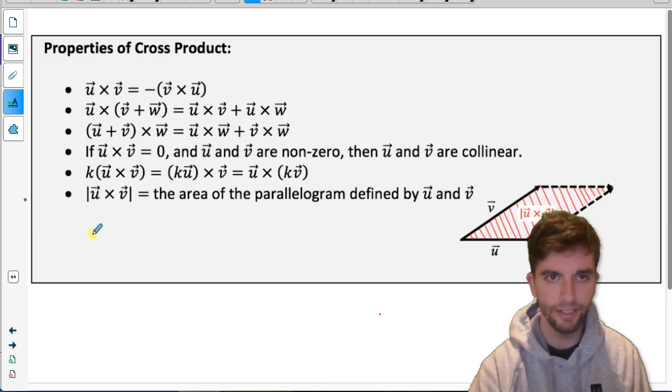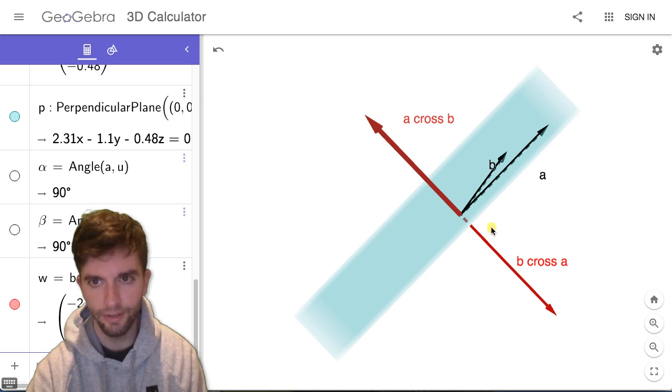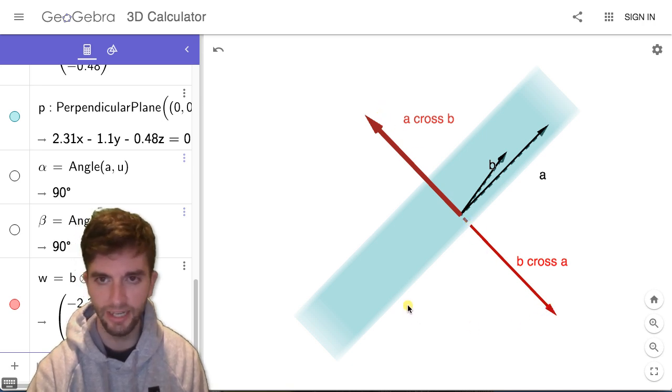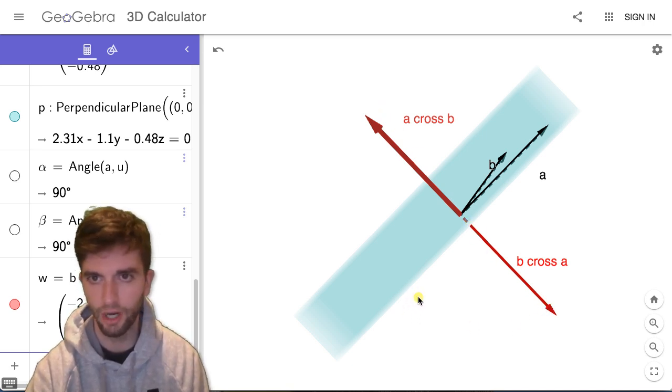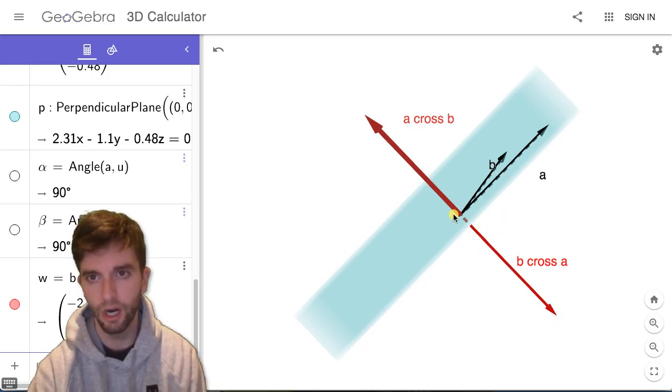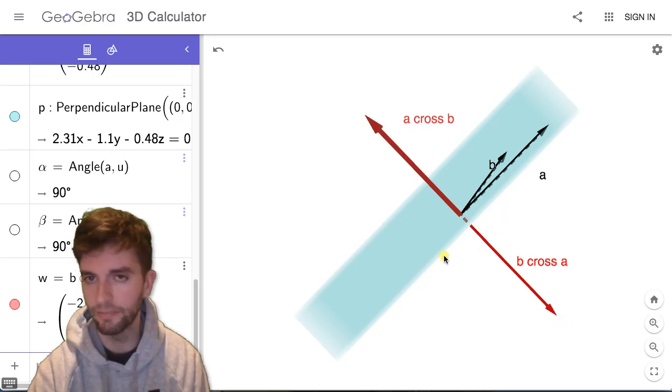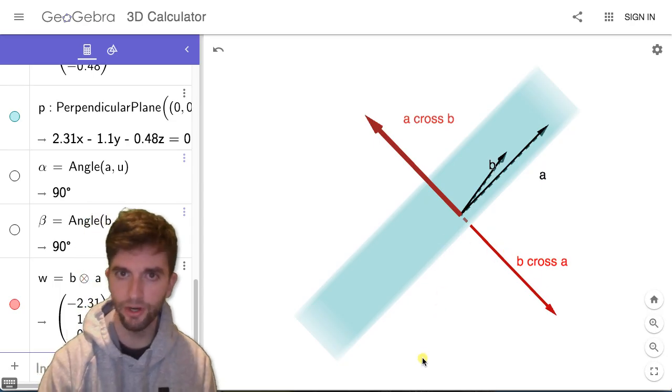Let's look back at that diagram in GeoGebra again. Notice A cross B, B cross A, exact same magnitude, they're just pointing in the exact opposite directions. They're opposite vectors. Both of these cross product vectors are perpendicular to vector A and vector B. They're just pointing in opposite directions, so they're opposite vectors.